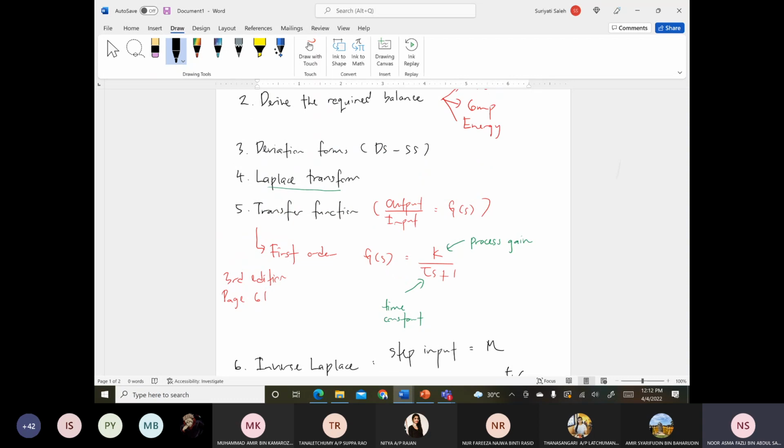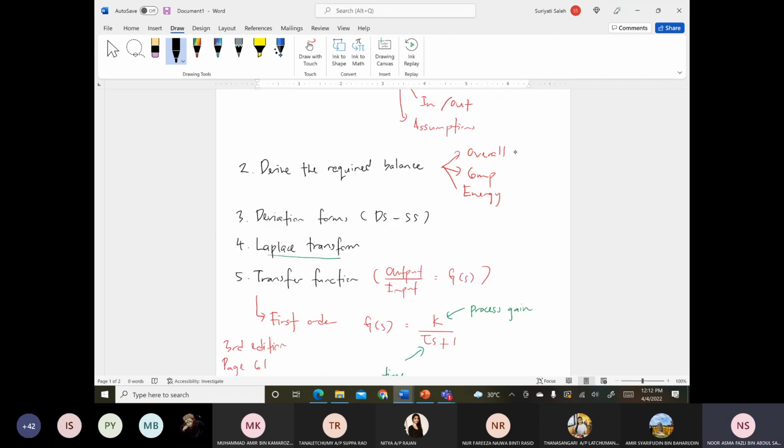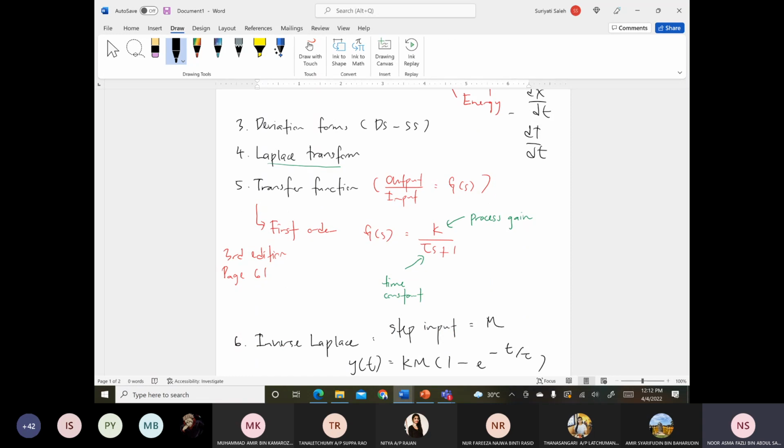originally your equation, for example, the overall or the component is in dH over dt, dx over dt, or dT over dt, based on the differential equation. So we want to solve this problem. So one of the approaches that we can use is Laplace. For the Laplace transform, the first step involves conversion of the ODE into the S domain. So once you get the S, then we can obtain the transfer function based on the output over input variable.